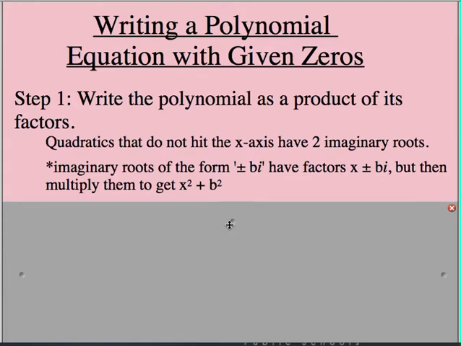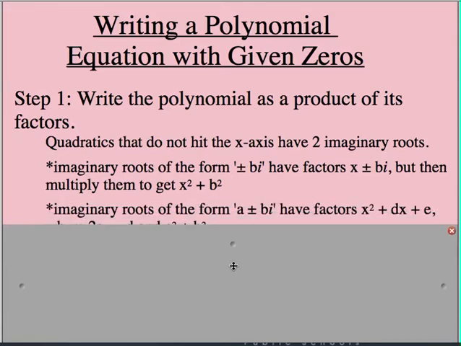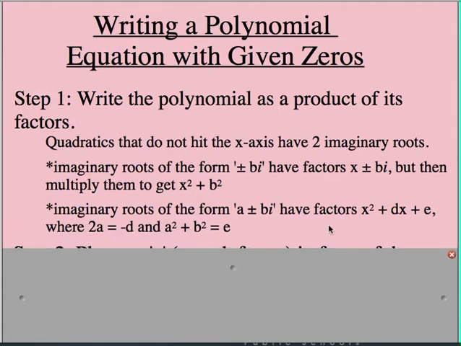If you have an imaginary root of the form plus or minus bi, like 2i, then its factors are going to be x plus 2i and x minus 2i, but then you need to get them so that there's no longer an i in them. When you multiply them together, you just get x squared plus b squared. The other form is if you have a plus or minus bi, it factors into x squared plus dx plus e, where 2a equals negative d and a squared plus b squared equals e. We'll talk more about that in an example coming up.